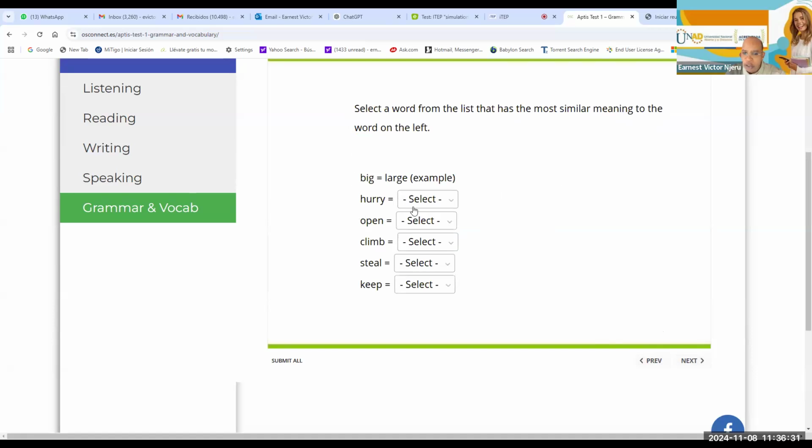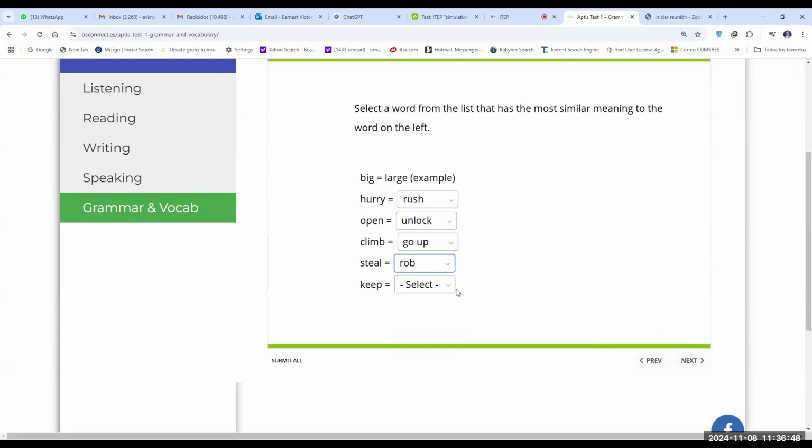Maybe big is lunch. So hurry is rush. Yes. Open is like unlock, right? Climb is go up. Steal is, what is steal? Rob, very good. Keep is say. Say, very good. This is very easy.